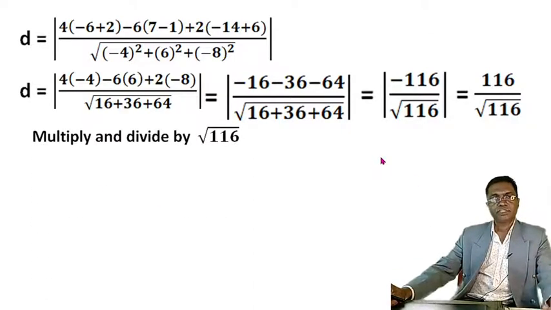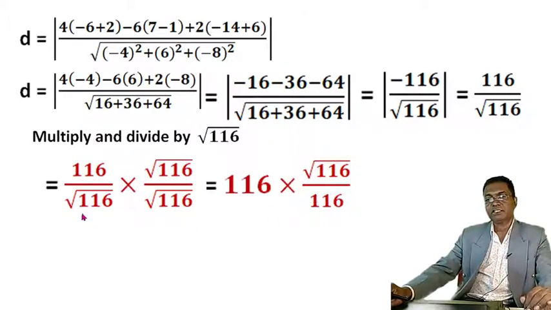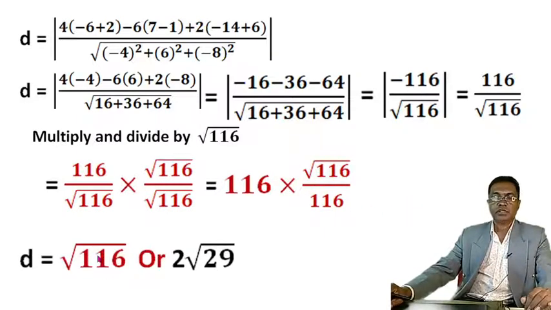If you don't know, then follow this: multiply and divide by square root of 116. So square root of 116 into square root of 116 becomes 116, the product of these two. Now these two cancel, and you are left with square root of 116, and that is nothing but 29 fours are 116. So square root of 4 is 2. Otherwise you can stop at this stage, no issue. So this is how you can find the shortest distance between Cartesian lines.